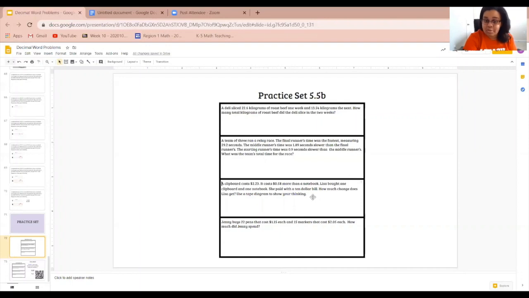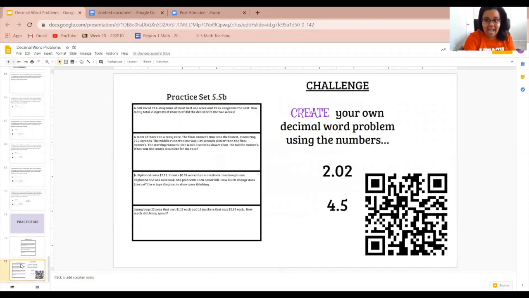And can you do so showing your thinking using a tape diagram? I know you can. Practice with these 4 problems today. And after you practice, I've created a special challenge for each of you watching. I want you to create your own decimal word problem using the numbers 2 and 200ths and 4 and 5/10. So incorporate these 2 numbers into your problem. And if you want to include other numbers in your problem too, that's fine. But I want to see your problem.